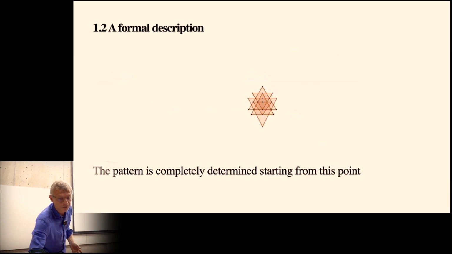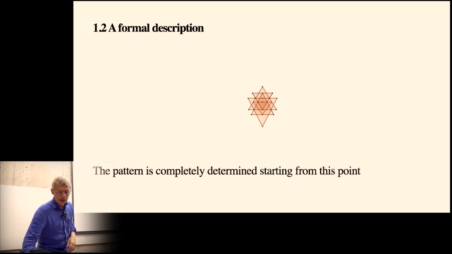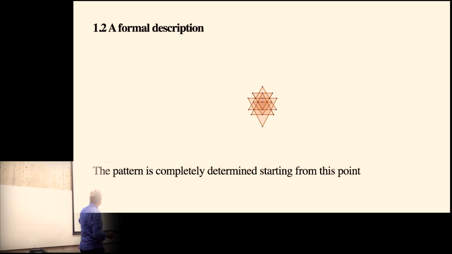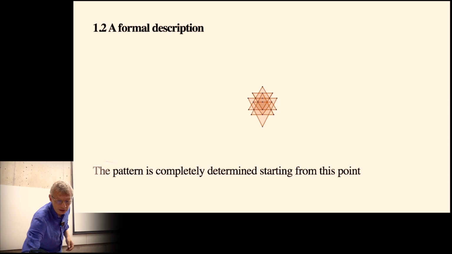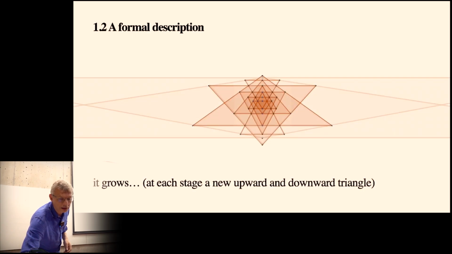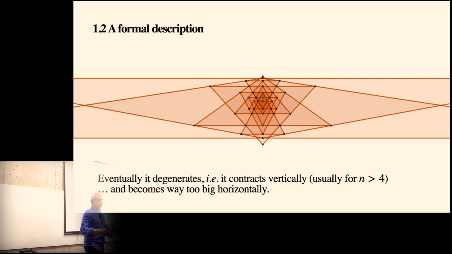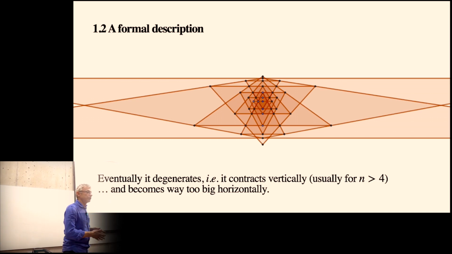So that's what I do here, using not my hands, but some computer. I say that starting from this point, the pattern is completely determined. So I lean on the external vertices. I subsume the lowest and the upper vertex, and I get this. And then it grows again. And then you get this. And then it grows again. It grows a bit too much. And it degenerates. Eventually, this pattern is doomed to produce something that contracts vertically and expands way too much horizontally.